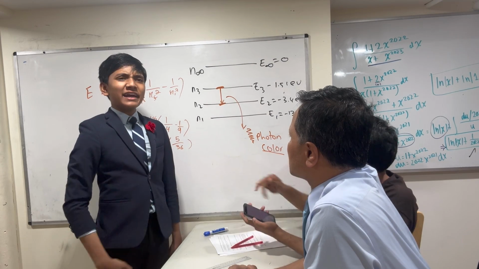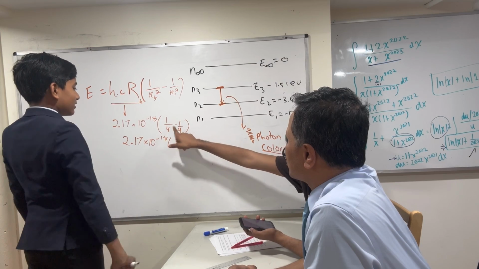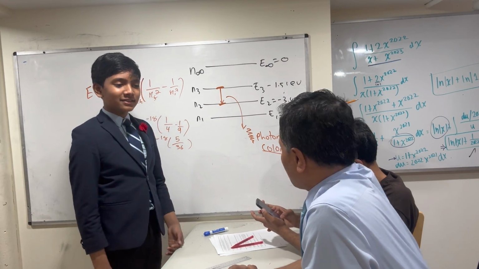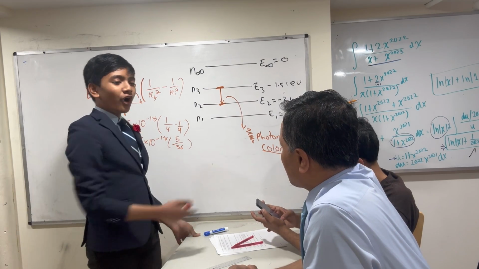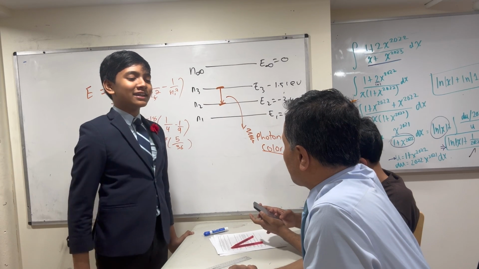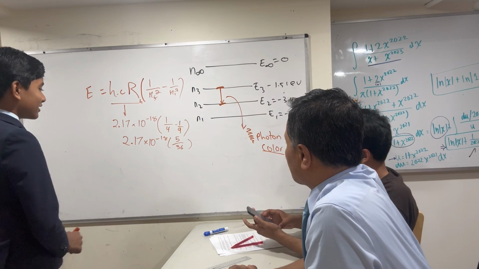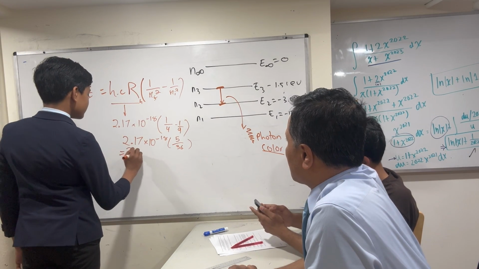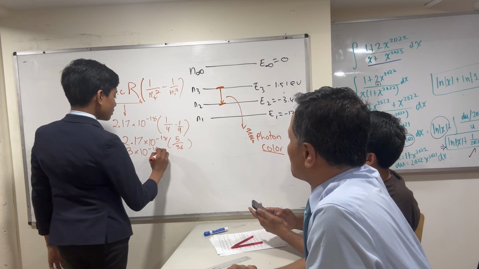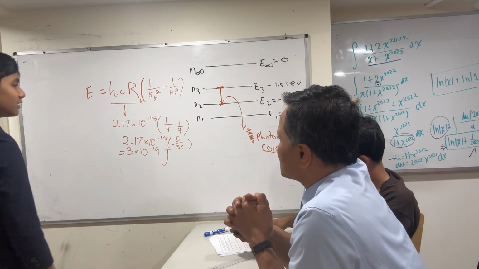Twenty minutes later. Help, mommy! I can't solve this. How did you get 5 here? Let's see. 9 minus 4. Okay, good. 5/36. The whole thing is 3 times 10 to the negative 19. Now what do you have to divide by? Joule. So this is in Joules.